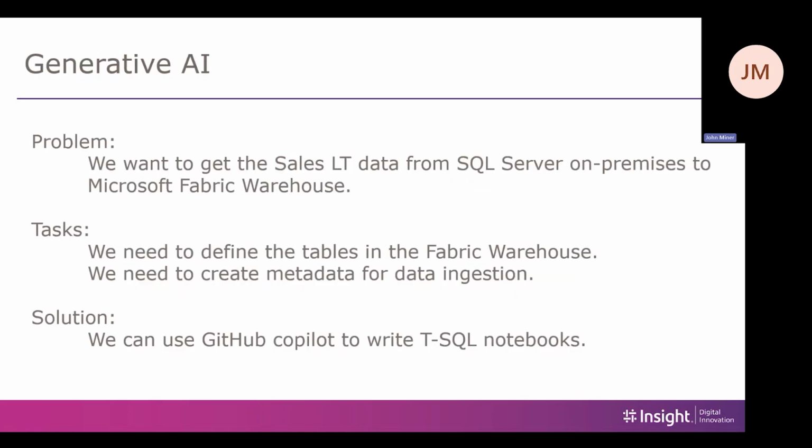Let's talk about generative AI, right? Problem: we want to get the SalesLT from SQL Server on-premise to Fabric Warehouse. What a task. Well, we have to create tables, right? And there are certain things that are not allowed in tables. Like, for instance, identity is not supported. Also, certain data types are not supported. Primary keys and foreign keys are not really respected. We can put them in there if you're doing something that used to be called AI skills. Now they're called data agents, okay? But we basically have to create that metadata, and we also have to create the warehouse.